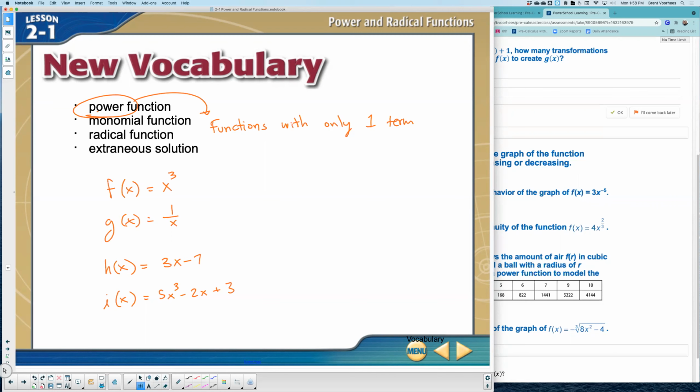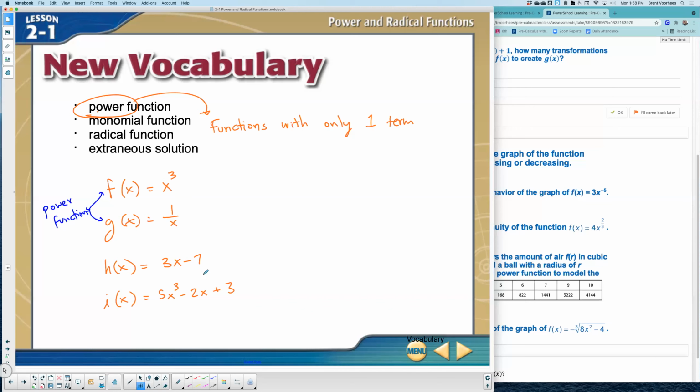All right, out of those 4, how many do you think are power functions? 1, 2, 3, or 4? 2 would be the correct answer. 2 power functions up there. By letter of equation, which 2 letters represent the power functions? F and G. These are my power functions because they're only one term. The others would be called polynomials. What does poly mean? More than one. They have more than one term.